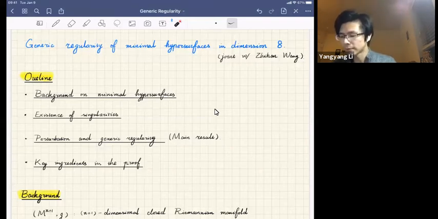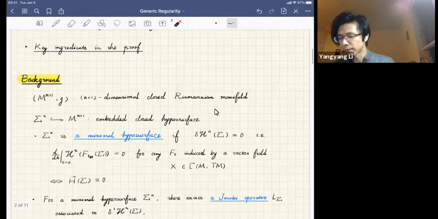Here is the outline. I'll start with the background on minimal hypersurfaces. Then I'll move to existence of singularities. I'll talk about perturbation of singularities and generic regularity of minimal hypersurfaces. This is the main result of our work. Finally, I'll talk about some key ingredients in the proof for the generic regularity. So let's start with the preliminaries.